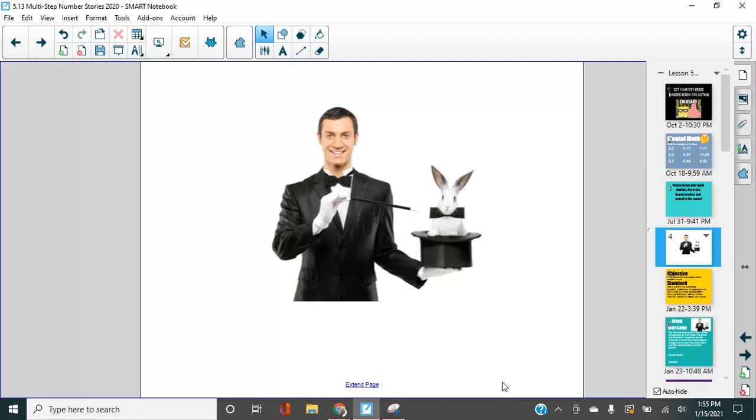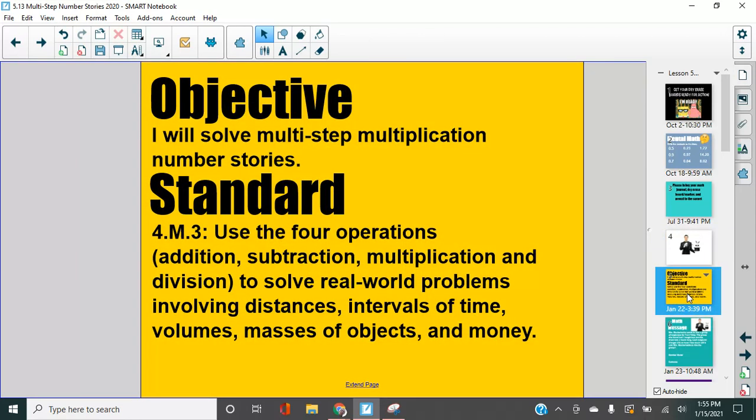This is lesson 5.13. We're going to work with multiple step number stories. Okay, so word problems that have more than one step, which is really what almost all word problems at this point in fourth grade now have. There's not a lot that just have one step. And that's our objective here today, to be able to solve some multiple step multiplication number stories. Right now, they might involve other steps than that as well.